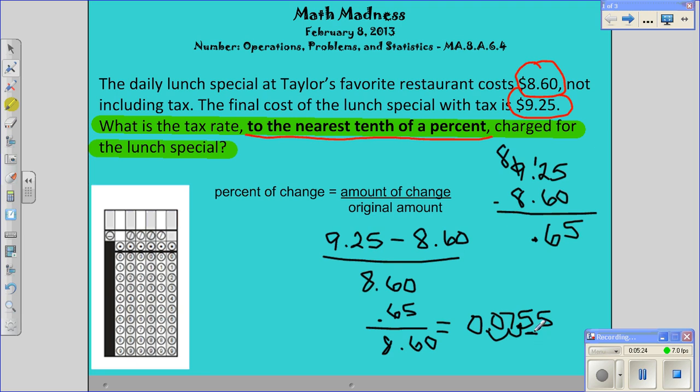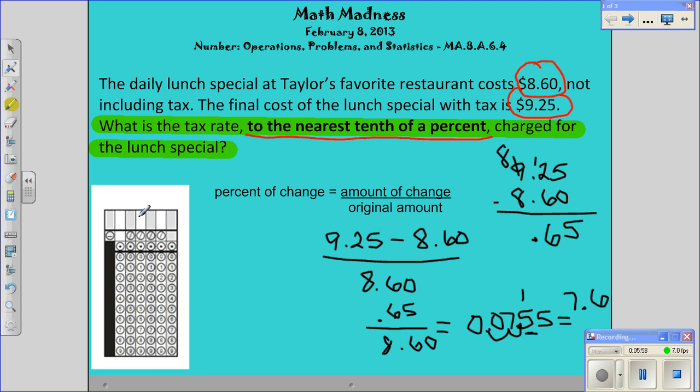Now, to round it, I will look at the number behind the 5, which is another 5. Is that 5 or more? Yes, it is. So that means I'm going to add a 1 to this 5 and drop everything behind it. So my actual answer would be 7.6, or 7 6/10.